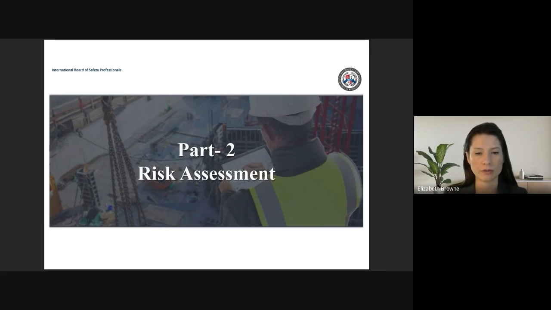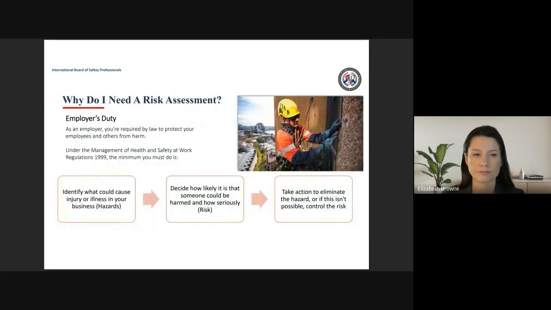All right, part two, we'll move into risk assessment. So why do I need to do risk assessment? It is the employer's responsibility or duty to protect employees from harm. Under the Management of Health and Safety at Work regulations of 1999, a company must identify what would cause injury or illness in your business.